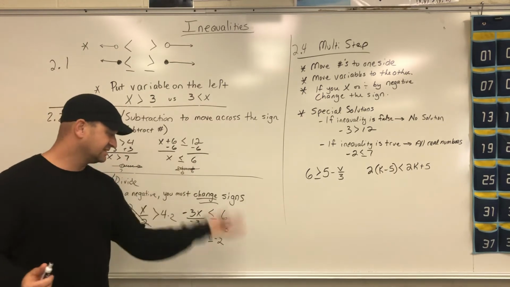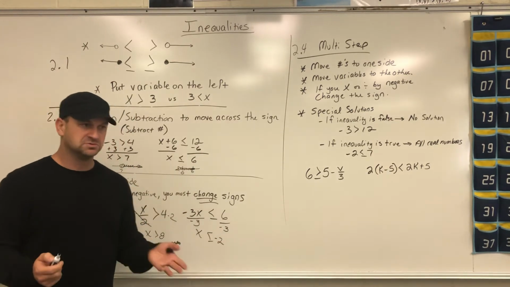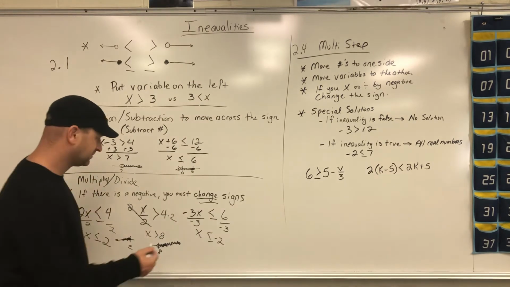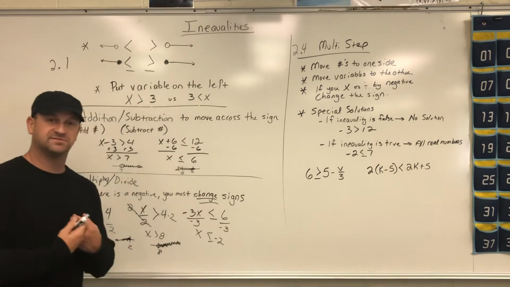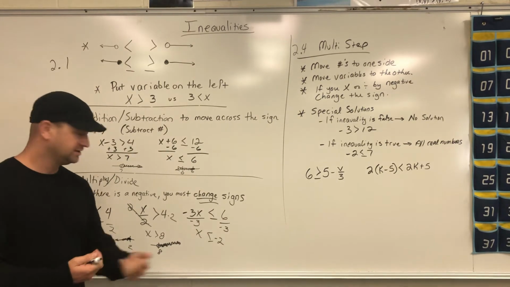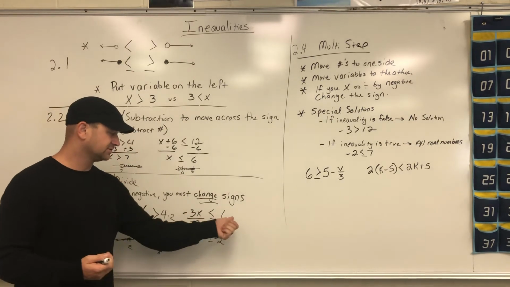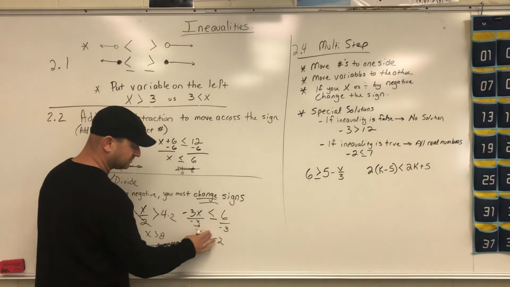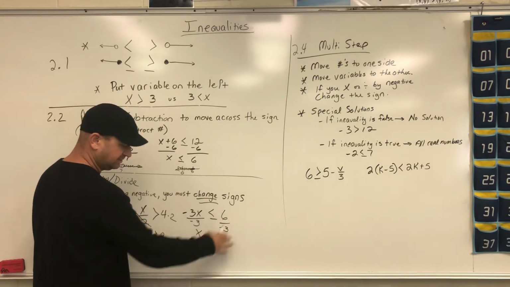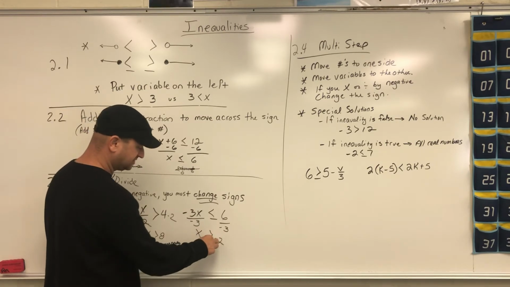So a number less than or equal to -2 would be like -5, for example. So if I did -3 times -5, that would give me 15. Okay? And is that less than or equal to 6? It is not. Okay? So this is the reason why, to make this true, the steps are correct, but now we have to change the sign.